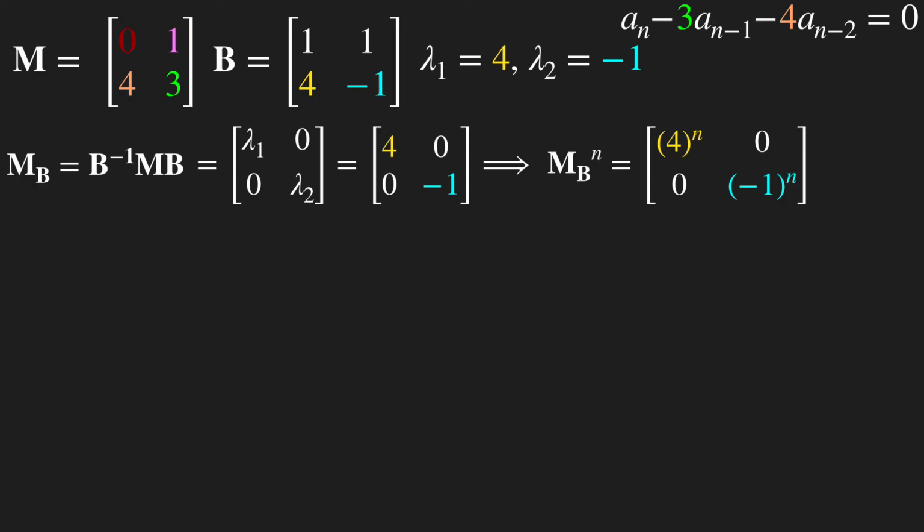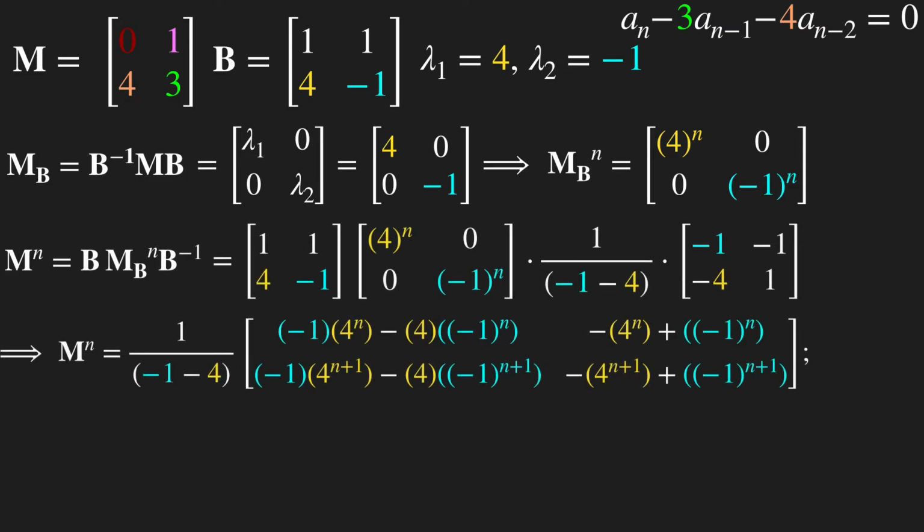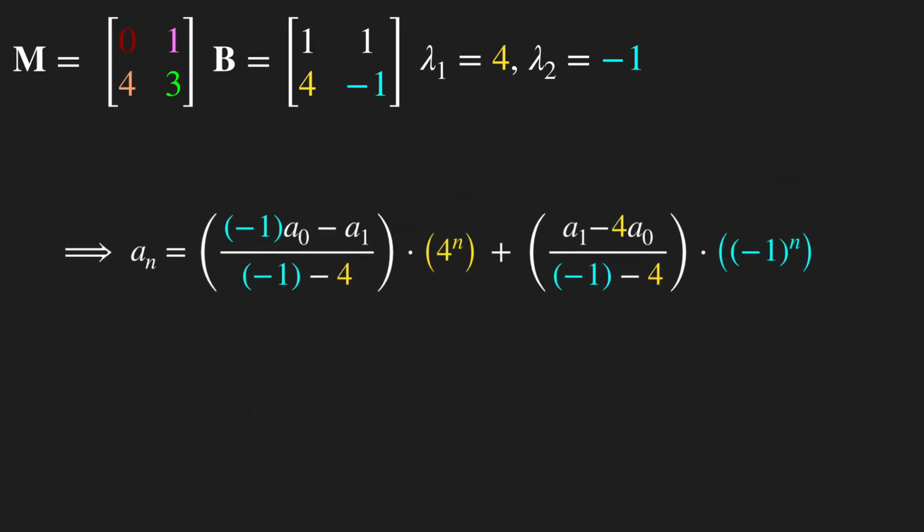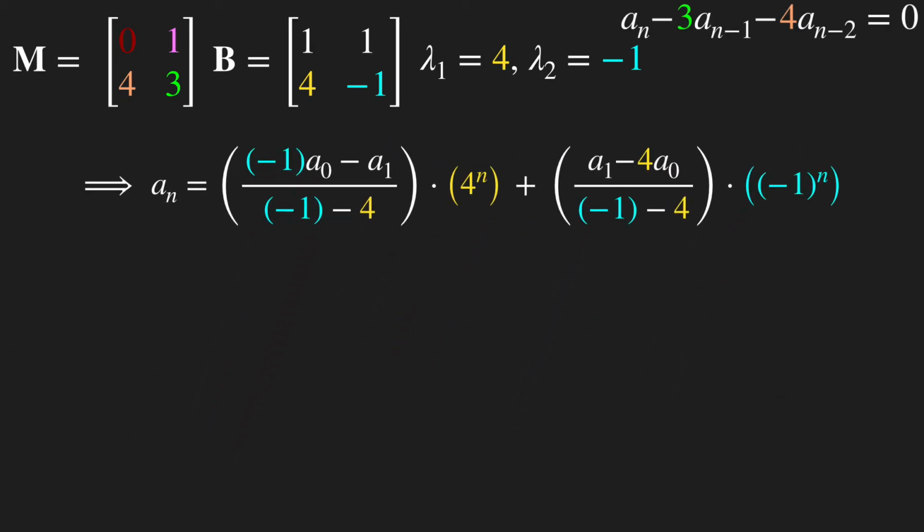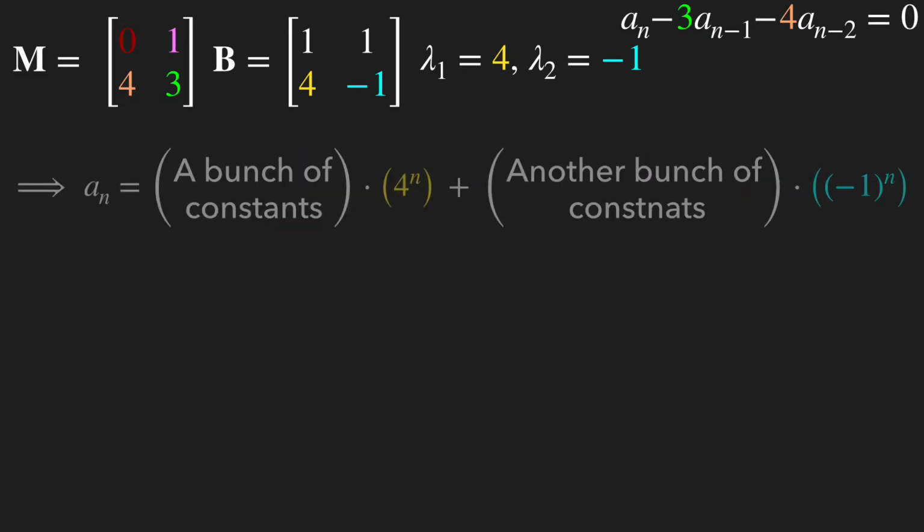Converting back to our original basis gives M raised to n to be B M sub B B inverse, which is simply this stuff. So we get a_n. And we can make this nicer by sweeping up all the messy stuff and calling them simply a bunch of constants, which depend upon the initial conditions, of course. So now we know of a way to connect recurrence relations with matrices.